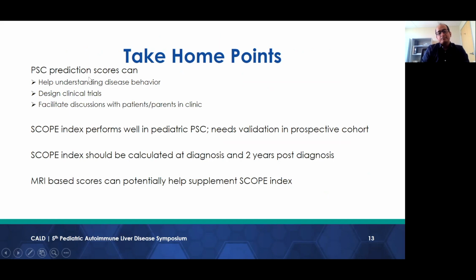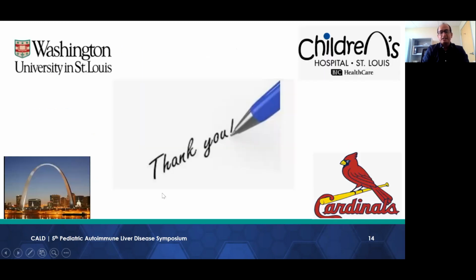In summary, PSC prediction scores can help understand disease behavior better, can help design clinical trials, and can help facilitate discussion with patients' parents in clinic. SCOPE index performs well in pediatric PSC patients, but needs validation in a prospective cohort. SCOPE index should be calculated at the time of diagnosis and 2 years post-diagnosis, and then MRI-based scores can potentially help supplement SCOPE index. Thank you very much, and I look forward to our discussion later today.